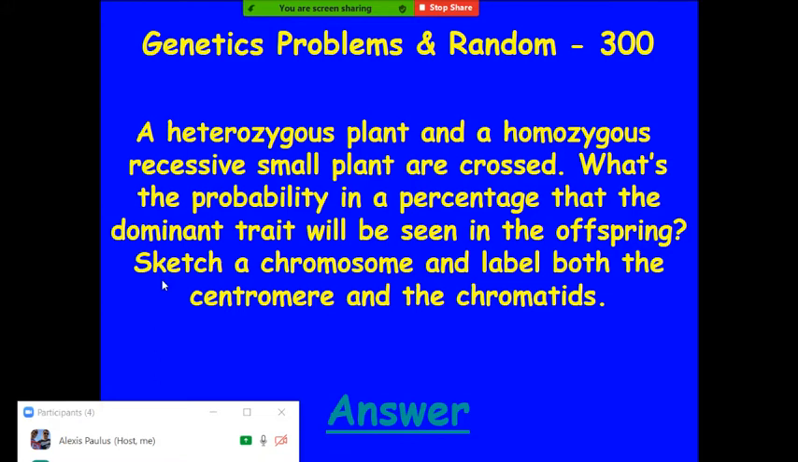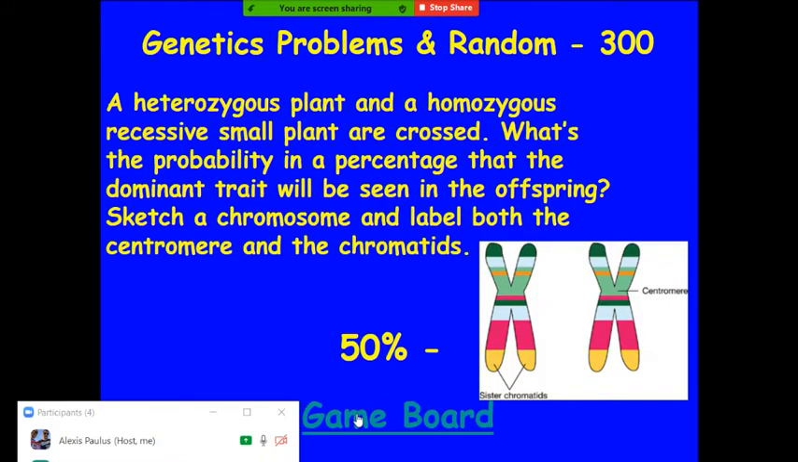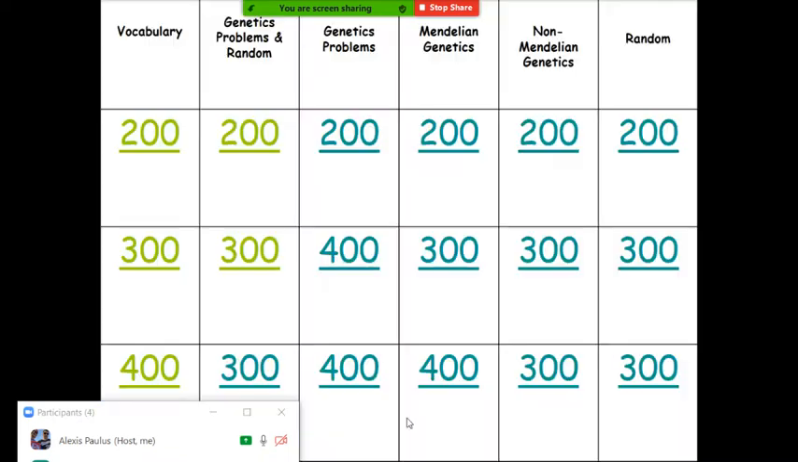Okay, a couple more seconds. All right, here we go. Okay, so it's 50%, and of course, the centromere is the middle region, and the sister chromatids are these 2 pieces here. But again, that question is not on your Friday test.